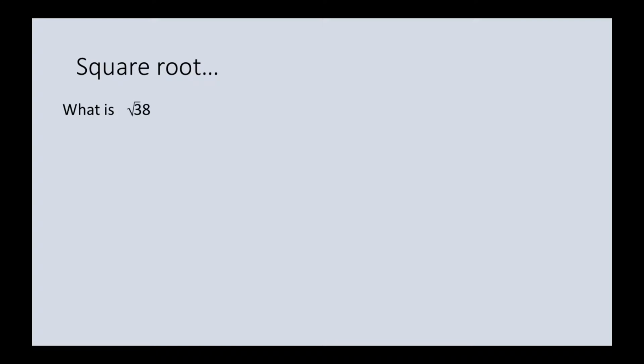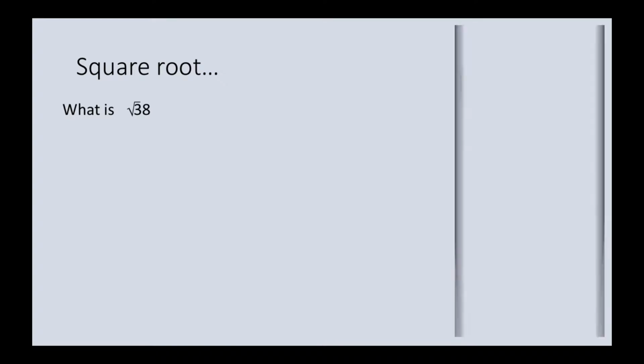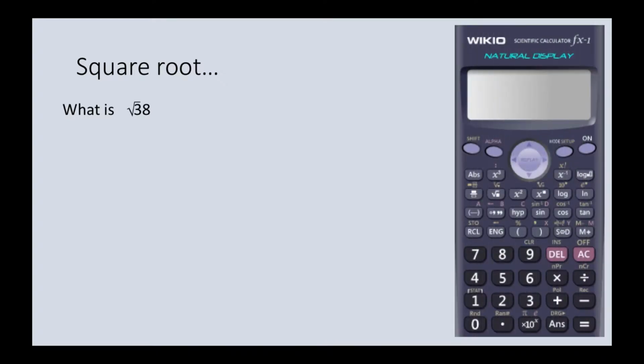Okay, so let's look now in a little bit more detail. What if I wanted to square root a number? This is the opposite of squaring. So if I wanted to find the square root of 38, I would take out my calculator and I would put in the number 38, but I would press this button first. So I need to click this button where it's got the square root sign and then a little box underneath it. And then I press 38. And that will bring up my square root of 38 in the calculator.